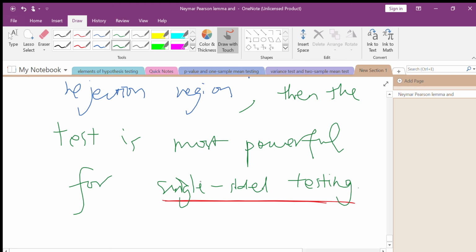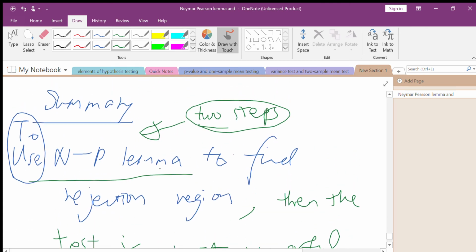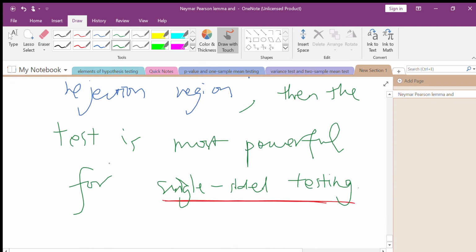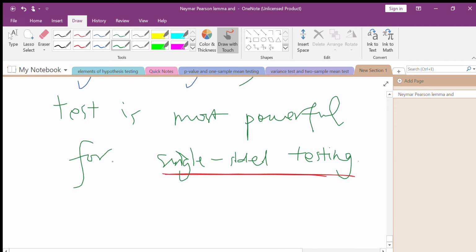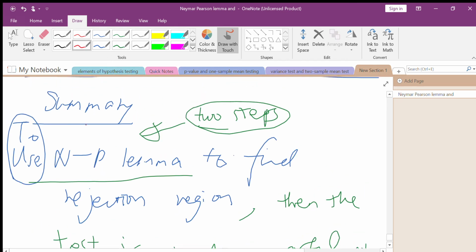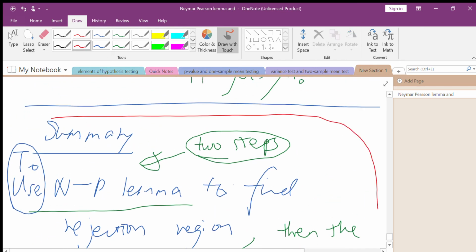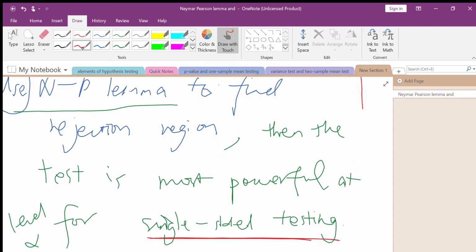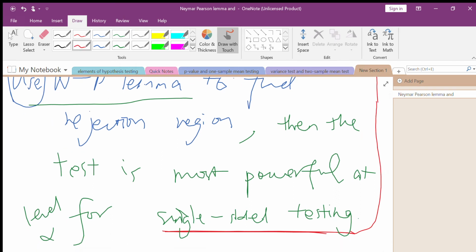Okay, so this is a really important summary, let's repeat it. To use the NP lemma with two steps to find the rejection region, then the test is most powerful at level alpha for single-sided testing. So this conclusion is very important in statistical testing. It is the first important conclusion in theoretical statistics in the knowledge of hypothesis testing.